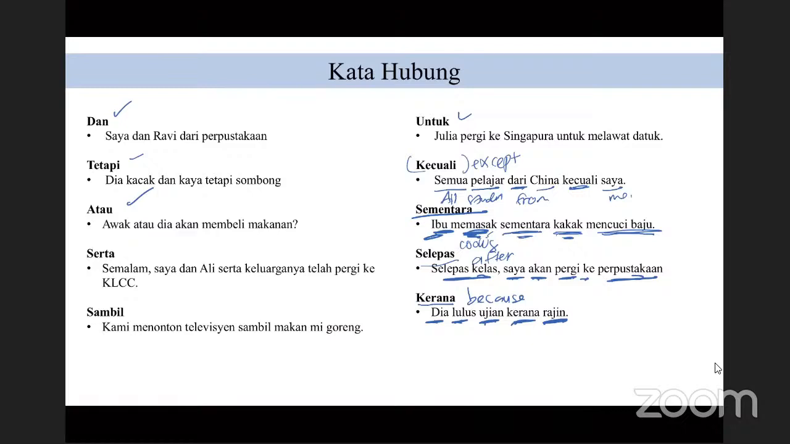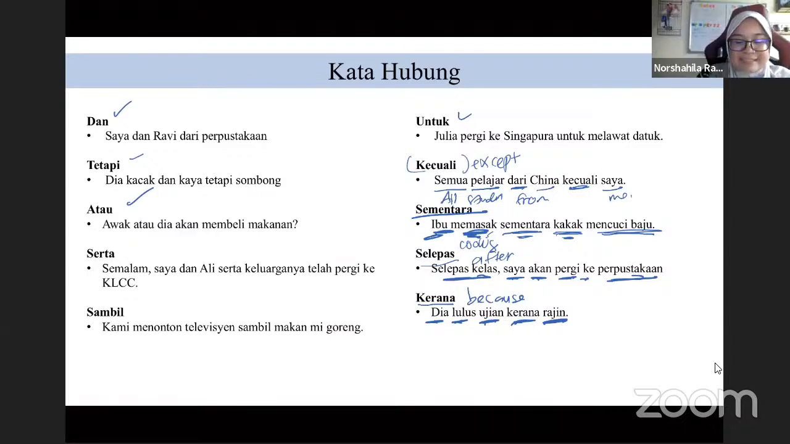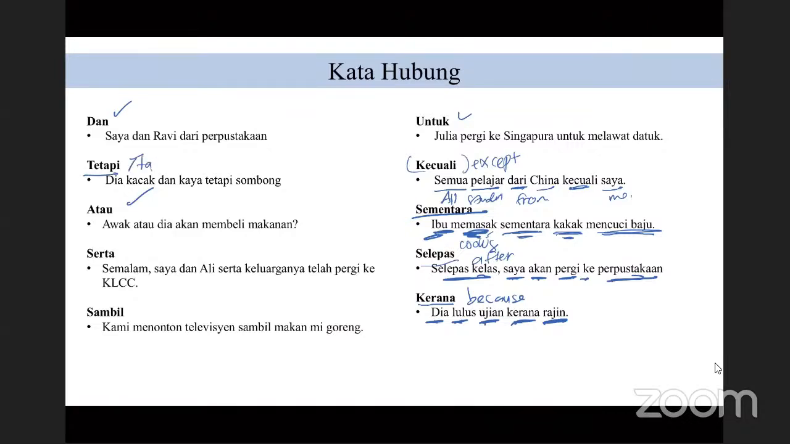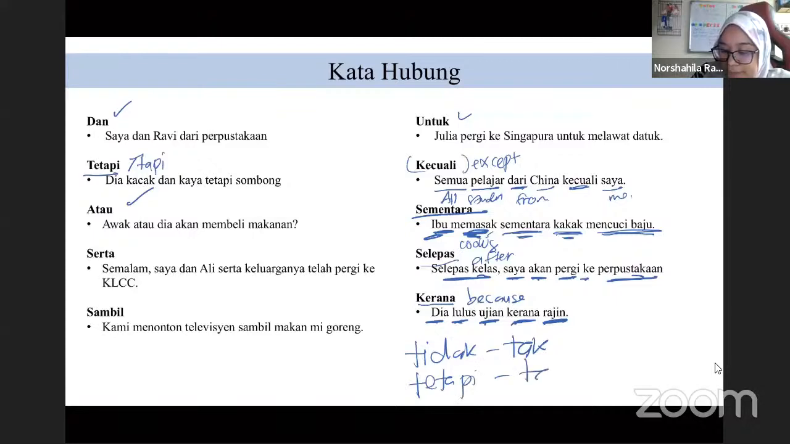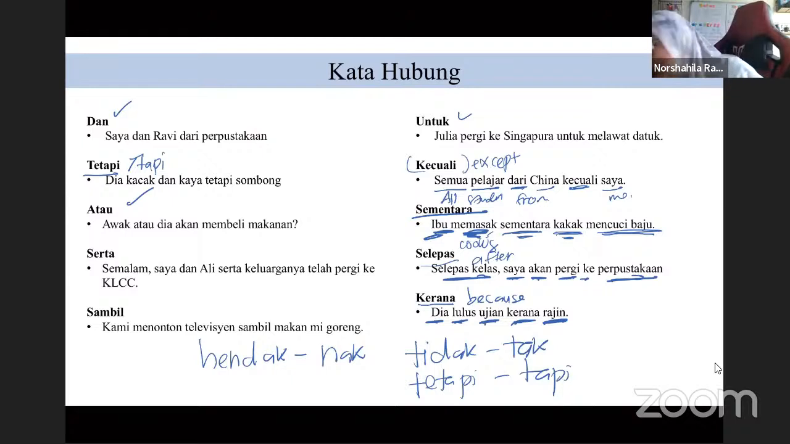Miss, tetapi is the same meaning as tapi? Yes. Tapi actually is a short form of tetapi. Oh, okay. Thank you, Miss. One thing, because you brought this up, we Malaysians have one habit. We want to shorten everything. That's why tidak can be shortened to tak. Tetapi to tapi. And I believe you know this one also. Hendak, we shorten to nak. So this is the colloquial.